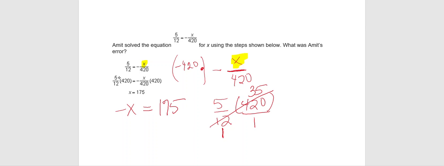So they did multiply correctly, and they did use the multiplication property of equality, but they did not address that negative sign right now. So the way their answer should read, if they followed the steps that they did, is they would still have negative x equals 175, and we would need to divide by that negative 1 to see that x equals negative 175. That would be the correct answer. They did not have the correct answer.